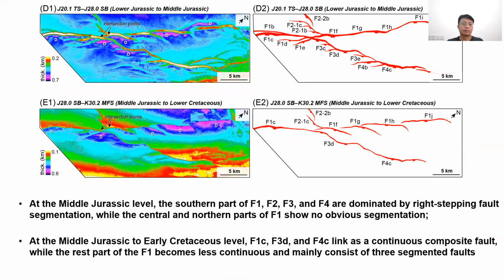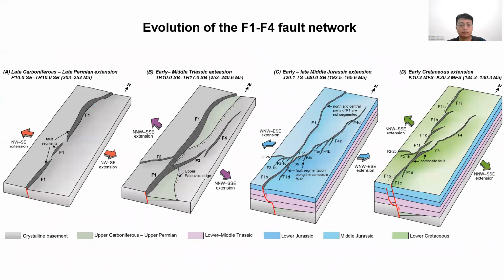In the mid Jurassic to lower Cretaceous, we see that F1C, F3D, and F4C were linked as a continuous composite fault, but the rest of F1, F1F, F1G, F1H, and F1J characteristically show left stepping fault segmentation. So based on the fault geometry and the fault growth analysis, we conclude the evolution of the F1 to F4 fault network development.